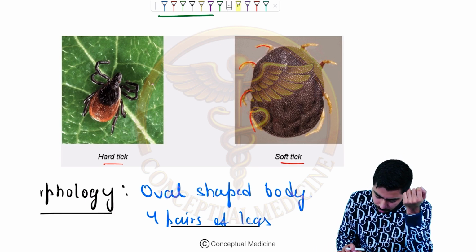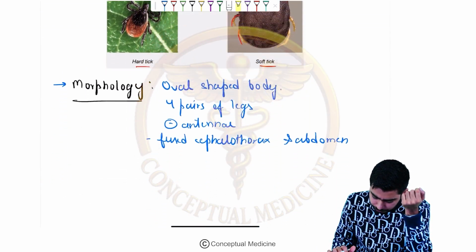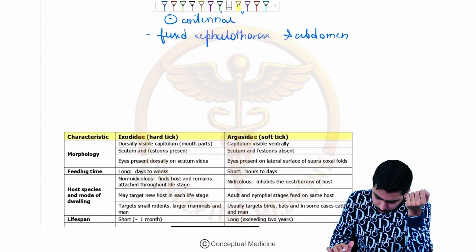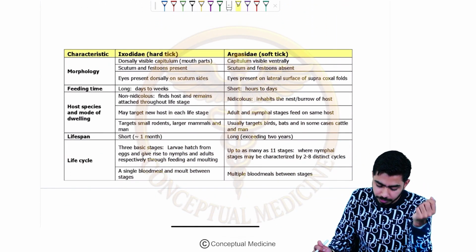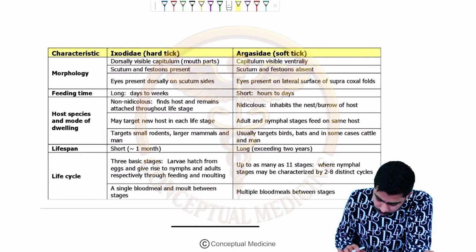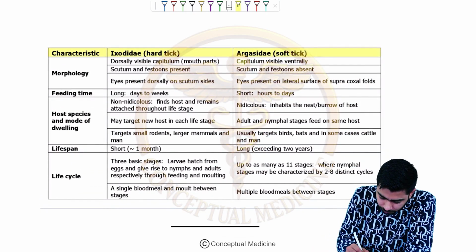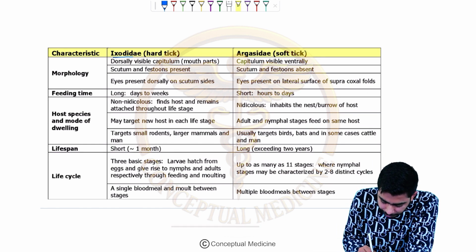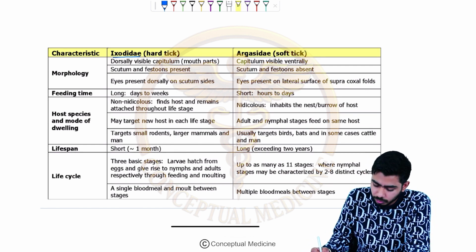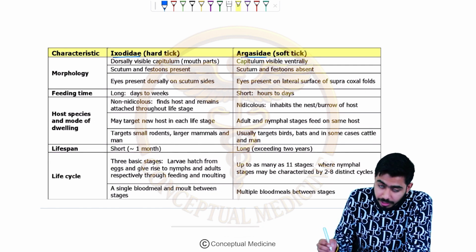Okay. Now guys, once we have talked about that, I shall be talking about the differences between the hard tick and the soft tick. What could be the differences over here? So let's talk about one by one. By the way, hard tick is also called the Ixodidae family, and the soft tick comes from the Argasidae family.